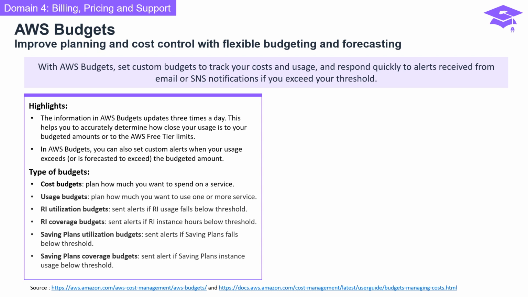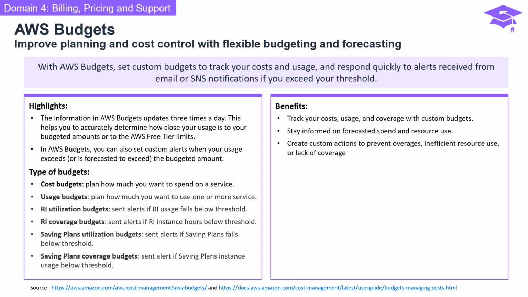Saving plans utilization budgets: receive alerts if saving plans utilization falls below a certain threshold. Saving plans coverage budgets: get alerts if saving plans instance usage is below a specified threshold. Now, let's highlight the benefits of using AWS Budgets.